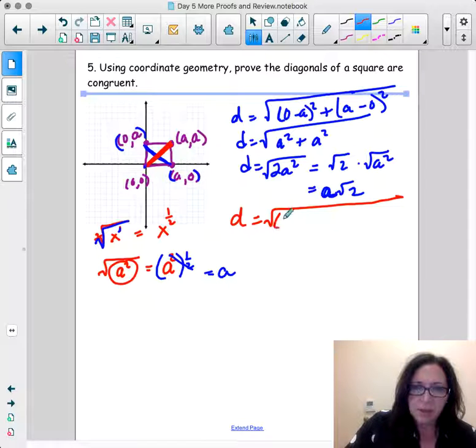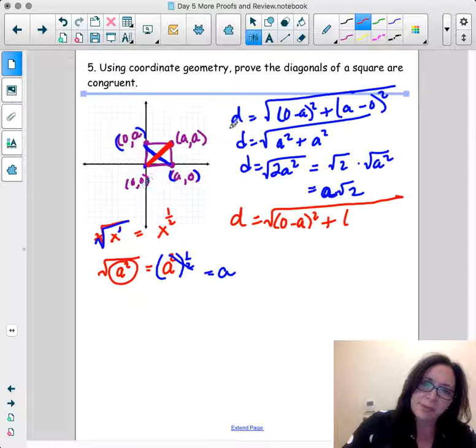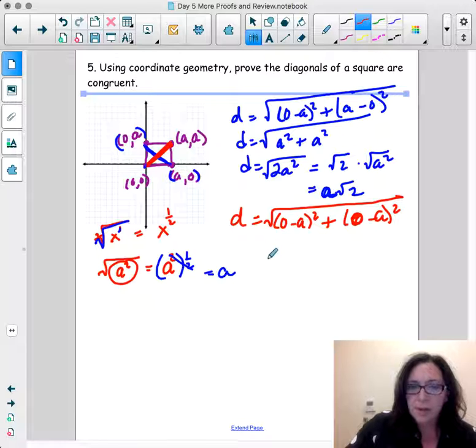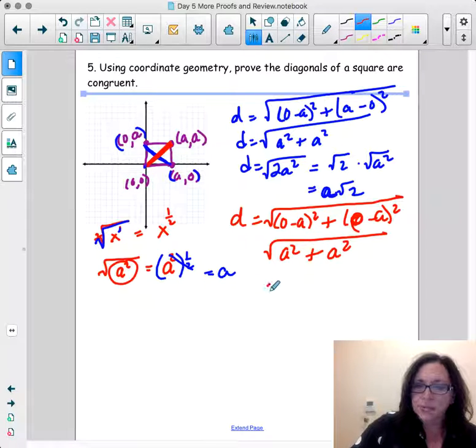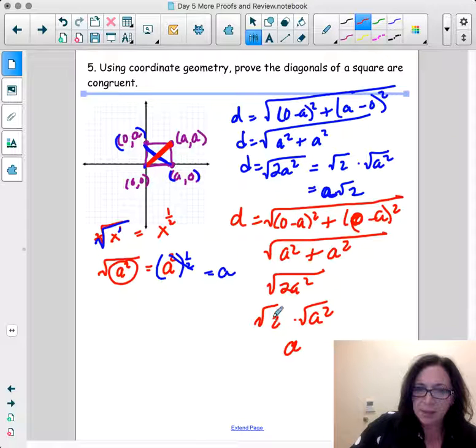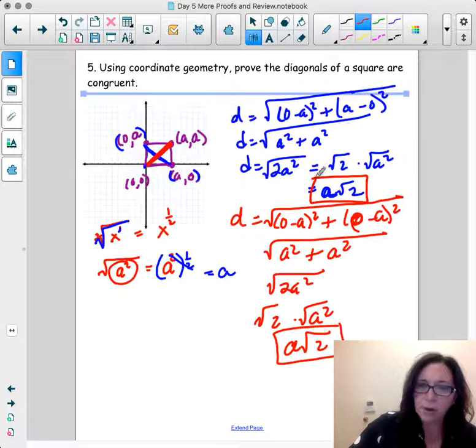0 minus a quantity squared plus subtract my y's, 0 minus a quantity squared is going to be the square root of negative a times negative a, which is a squared, plus negative a squared is another a squared. A squared plus a squared is 2a squared. And again, that's the square root of 2 times the square root of a squared. And the square root of a squared is a. Square root of 2 is root 2. And so my two lengths are congruent.